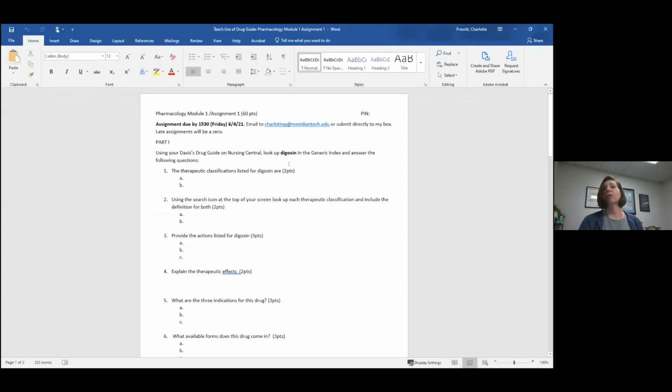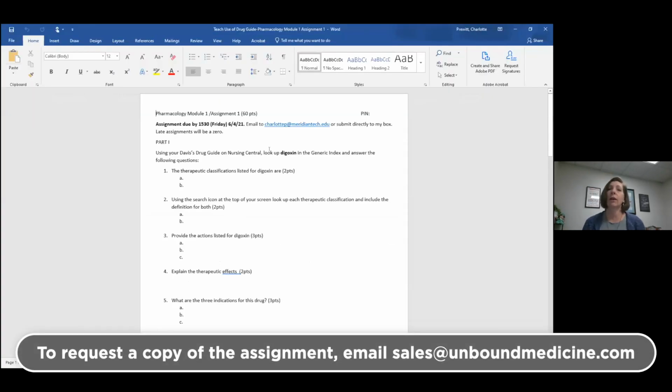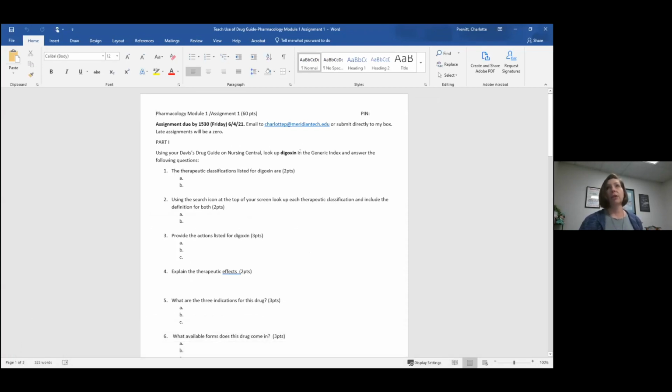Okay, so this is in pharmacology module 1, an introduction to medications, their purpose, and how they're classified. I like to take the students through a drug tab. I have them look up a medication on Nursing Central. One of the most common ones they're ever going to give as a nurse is digoxin. So I take them through it as it is presented in the drug guide.